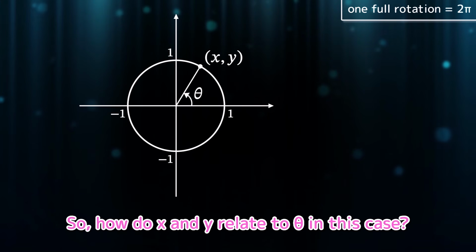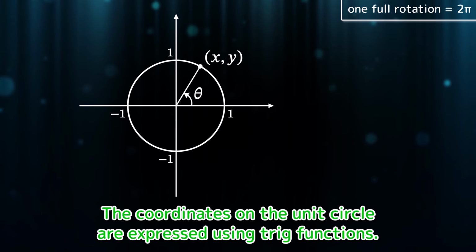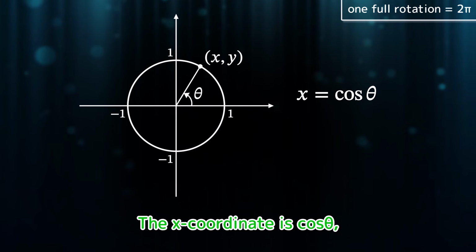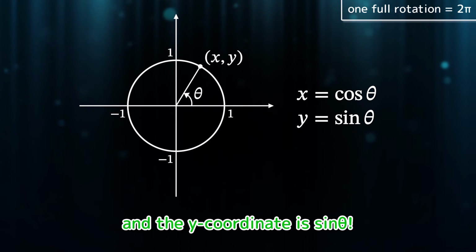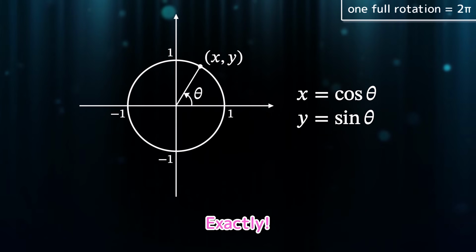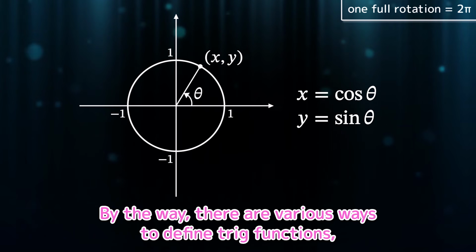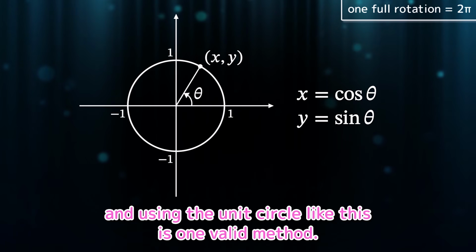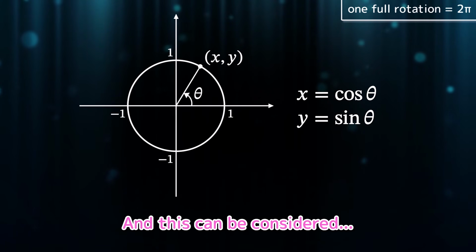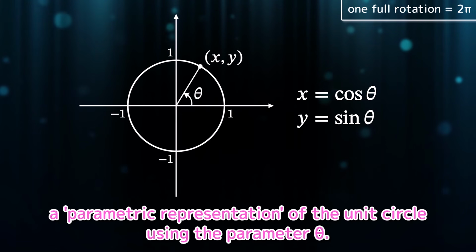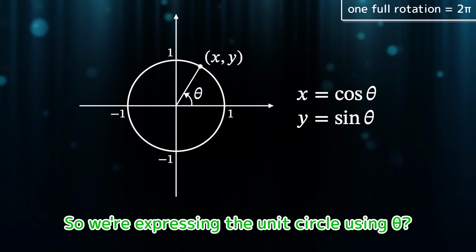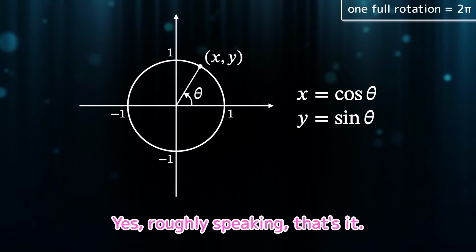So how do x and y relate to theta in this case? If I remember right, the coordinates on the unit circle are expressed using trig functions. The x-coordinate is cosine of theta, and the y-coordinate is sine of theta. Exactly. By the way, there are various ways to define trig functions, and using the unit circle like this is one valid method. I see. And this can be considered a parametric representation of the unit circle using the parameter theta. So we're expressing the unit circle using theta. Yes, roughly speaking, that's it.